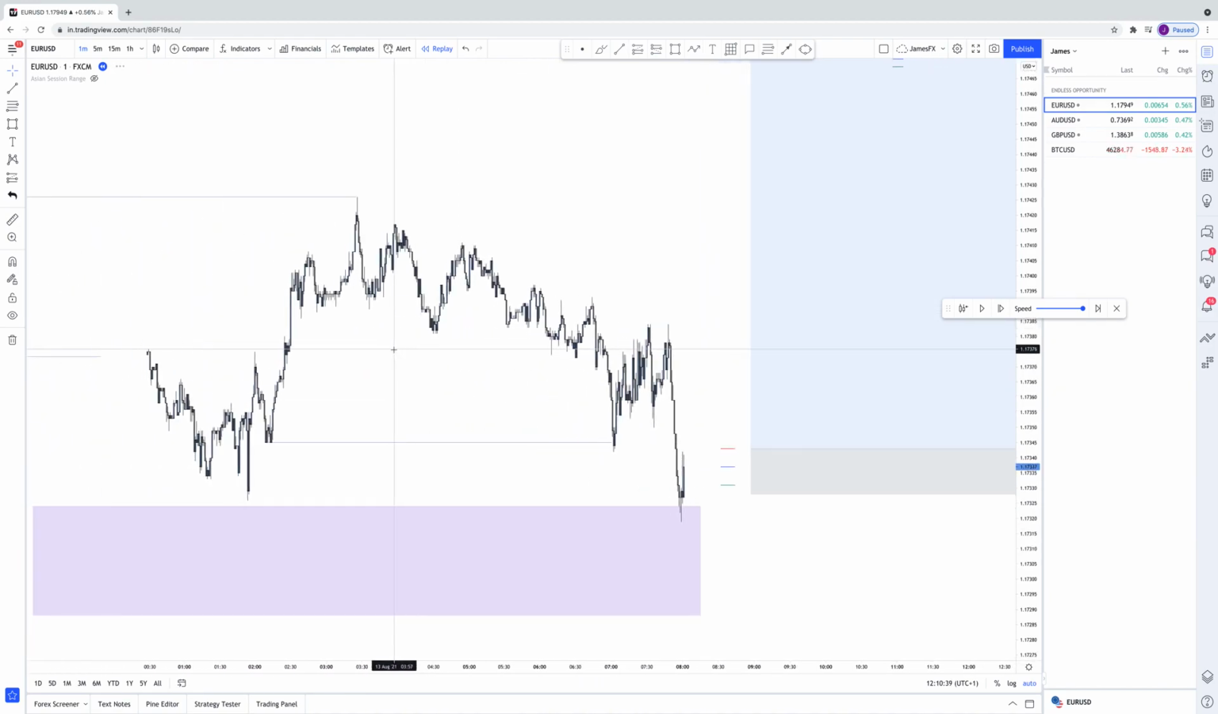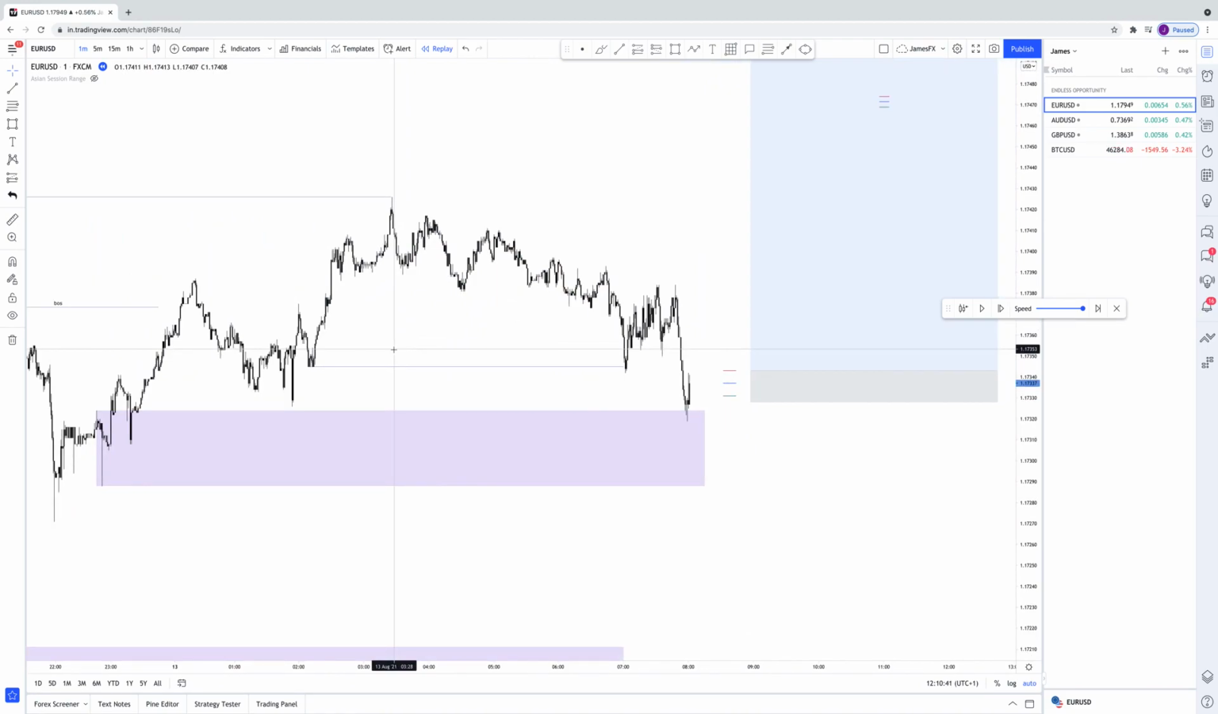Now, if you're more of a beginner trader, then you could be a little bit confused on price because it's not the cleanest.